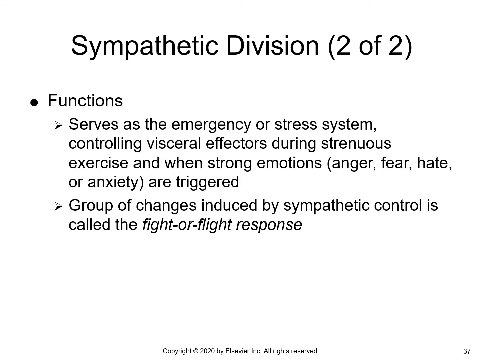So let's talk about the functions of the sympathetic nervous system. It serves as the emergency or stress system, controlling visceral effectors that send out messages during strenuous exercise and when strong emotions like anger, fear, hate, or anxiety are triggered. The group of changes induced by sympathetic control is called the fight or flight response. Now this fight or flight response will be on your test. You may see differentiation questions between the sympathetic versus the parasympathetic nervous system.